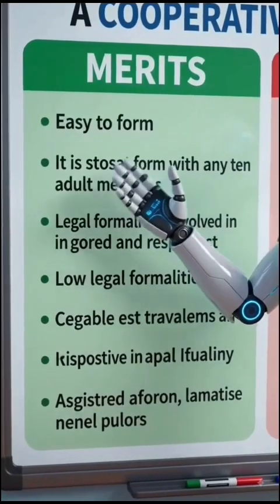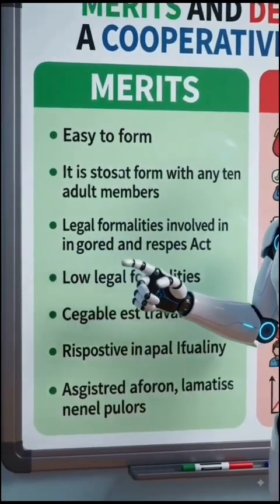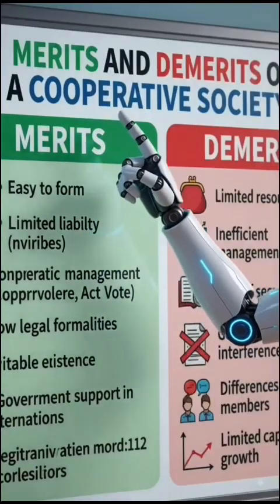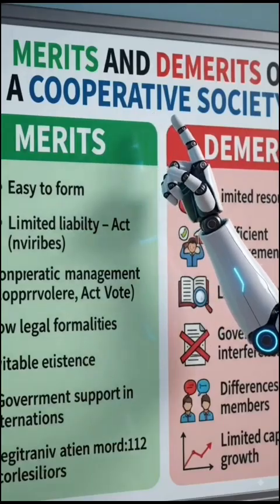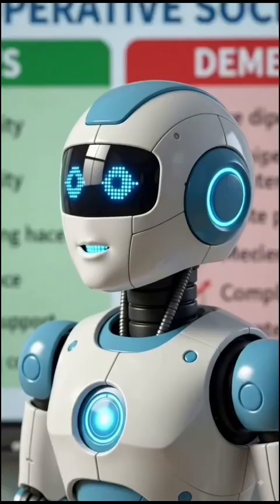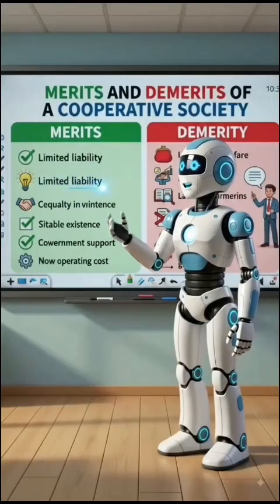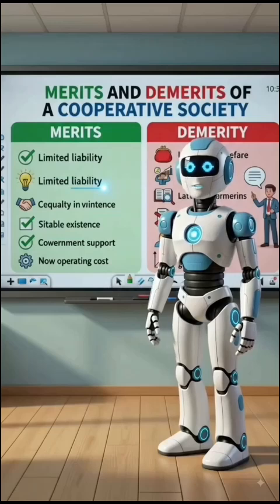It is easy to form with any 10 adult members. Legal formalities involved in registration are few. It is governed under Cooperative Societies Act 1912. Cooperative society has a stable existence. It is a corporate body which is not affected by death, insolvency, and insanity of members, giving continuity of life for a long term.